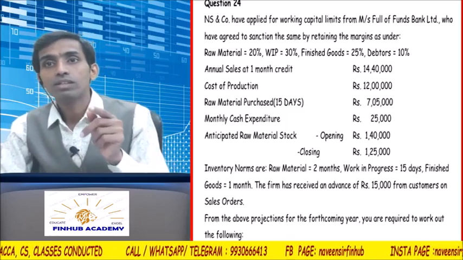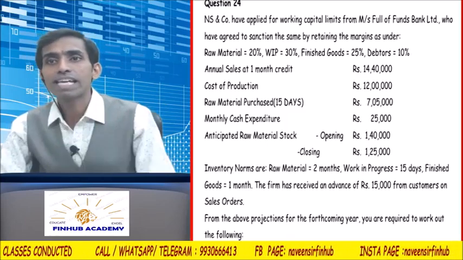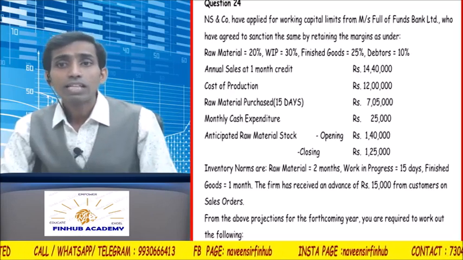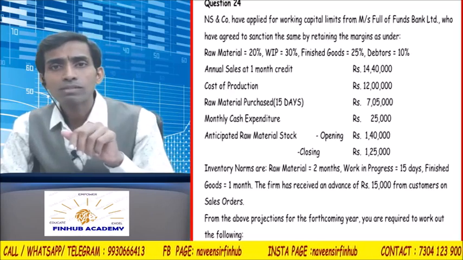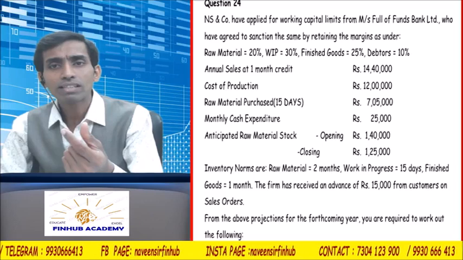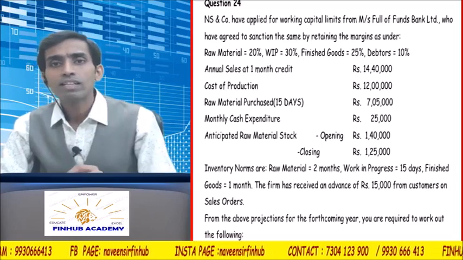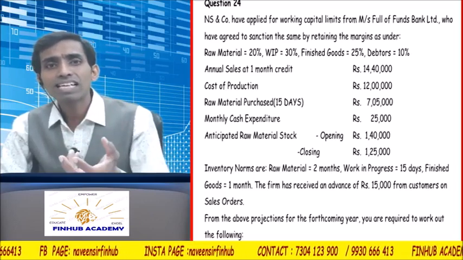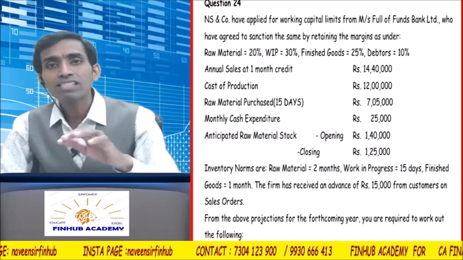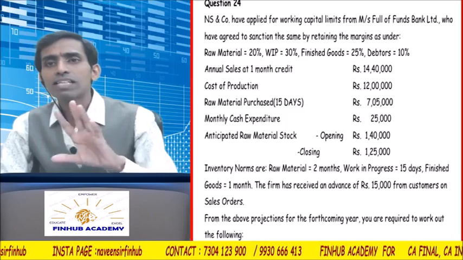See what is written: who have agreed to sanction the same by retaining the margin as under. So that is the safety margin. Safety margin means what? You add it. Why do you add? Whatever working capital you have considered are budgeted figures. Raw material cost can go up. Contingency can happen. There can be a contingent liability in future. So to be safe, you add the safety margin.